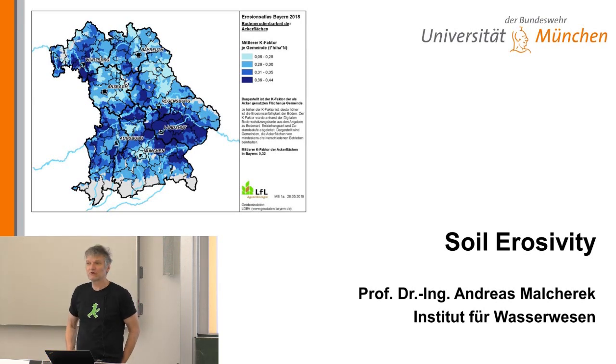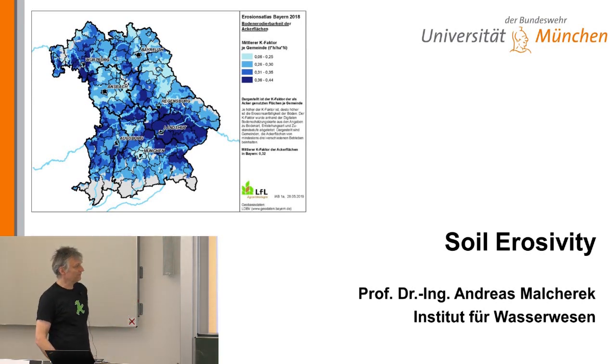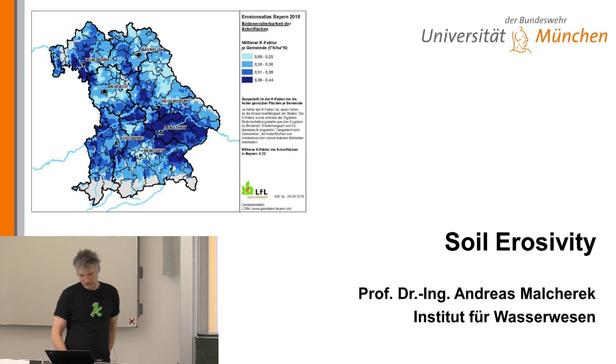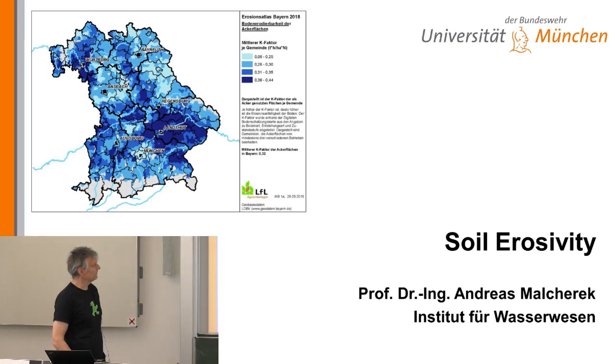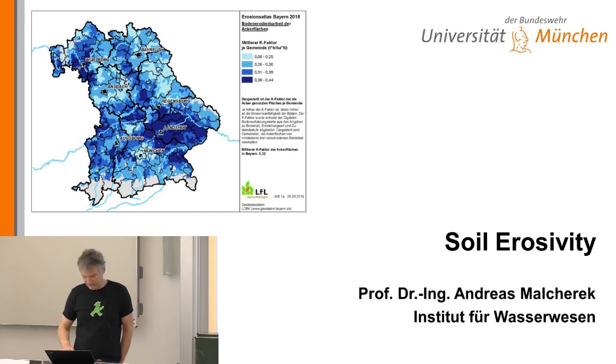The next factor after the rainfall erosivity is the soil erosivity we have to take into account in the universal soil loss equation. And this is the soil erosivity for Bavaria in Germany. You see here some areas which have a large soil erosivity and some areas which have smaller soil erosivity. And we want to have at the end of this lecture something like an idea on soil erosivity.